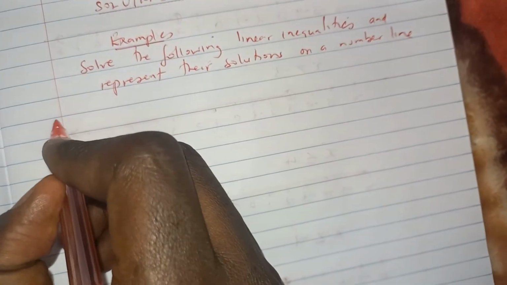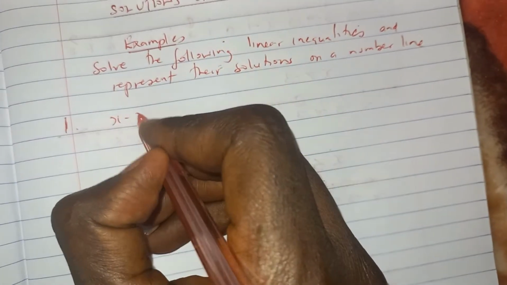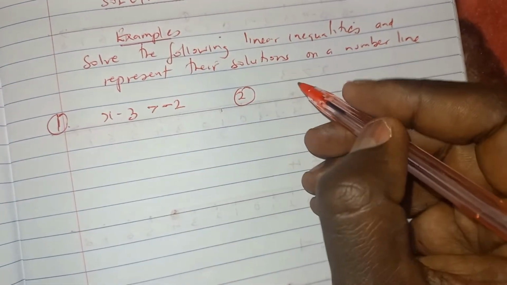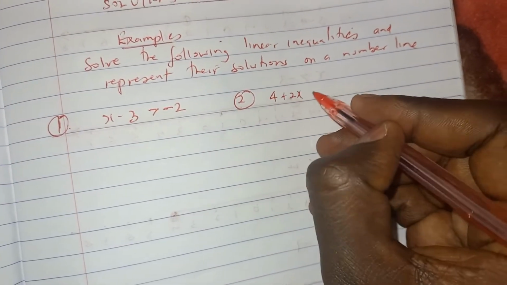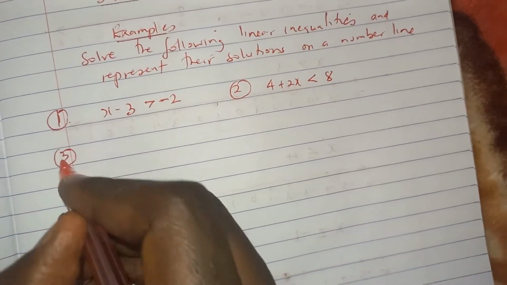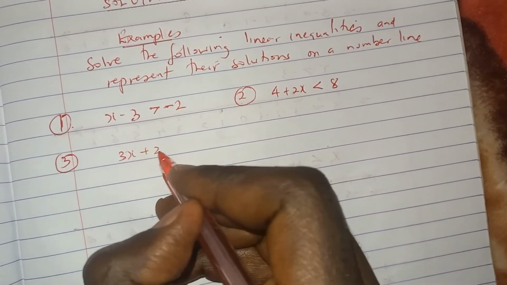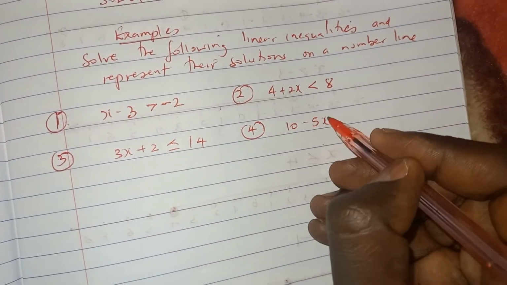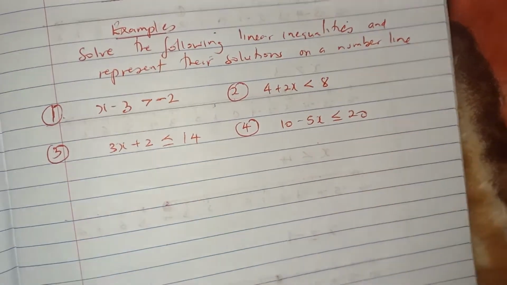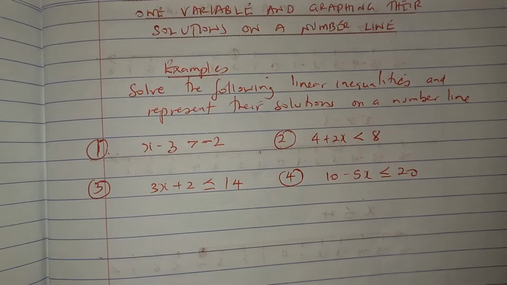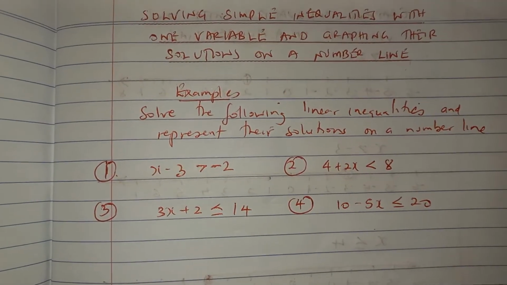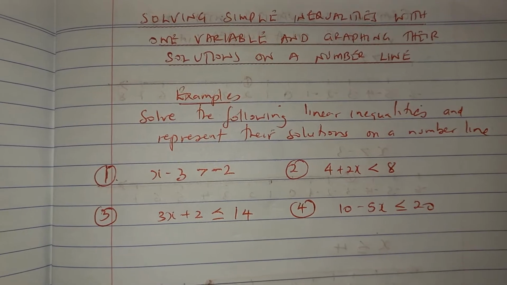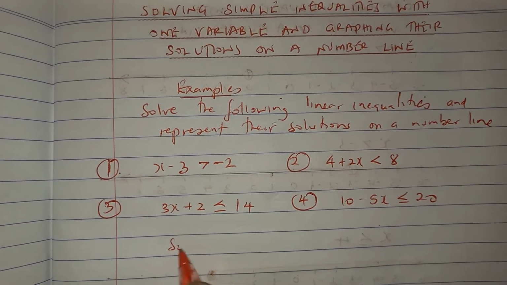Now, number one, we have x minus 3 is greater than minus 2. Number 2, 4 plus 2x is less than 8. Number 3, 3x plus 2 is less than or equal to 14. Number 4, 10 minus 5x is less than or equal to 20. So, how do you solve each of these inequalities? We'll start by solving the first one.